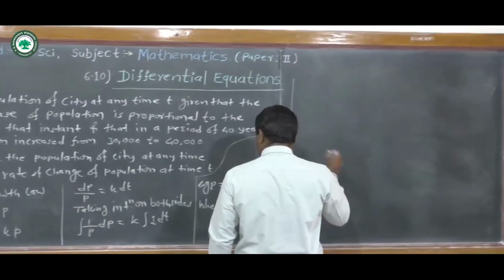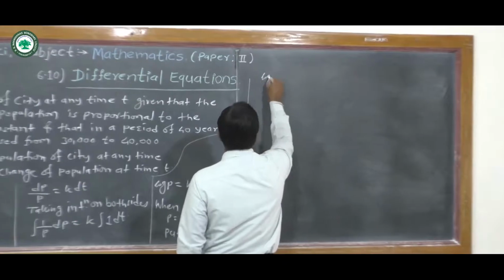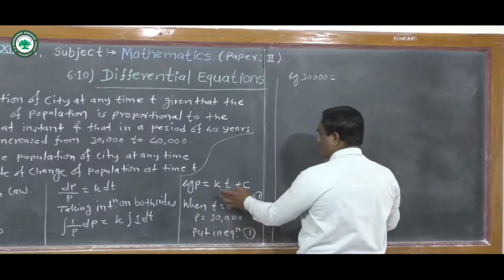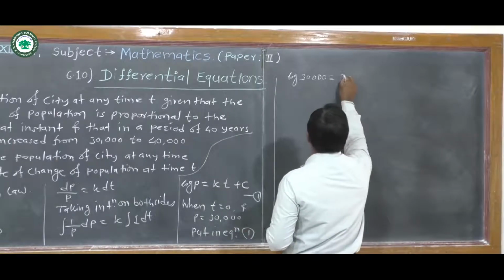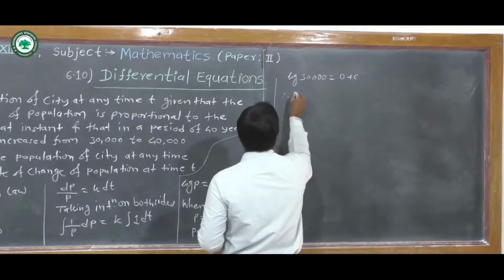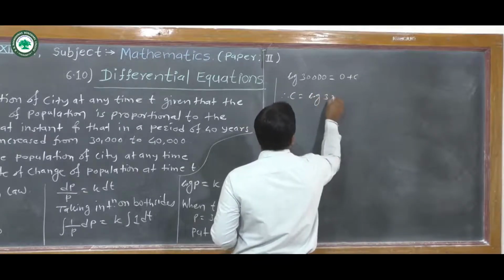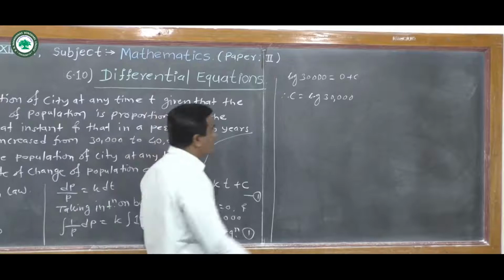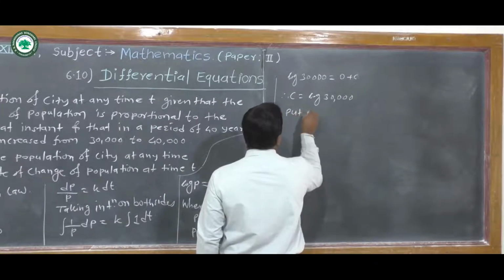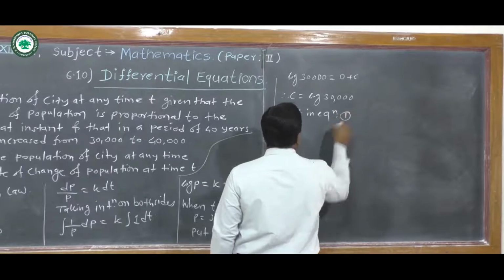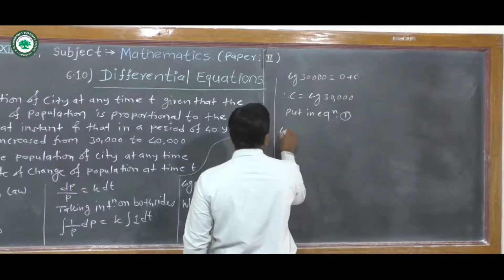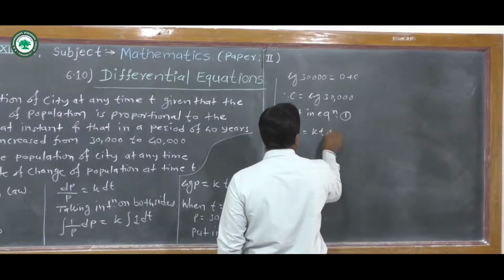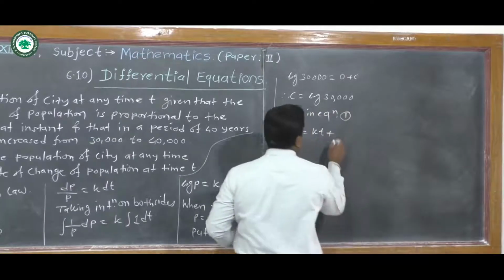That is, we write here log of P equal to 30,000 is equal to k t. T equal to 0, 0 plus c. Therefore, c is equal to log of 30,000. Put this value of c in equation first. Therefore, log of P equal to kt plus c equal to log 30,000.